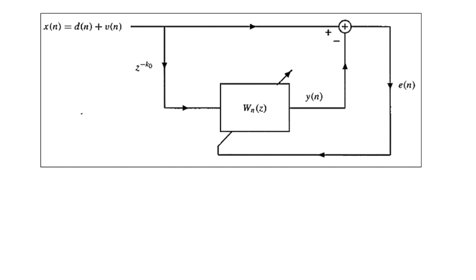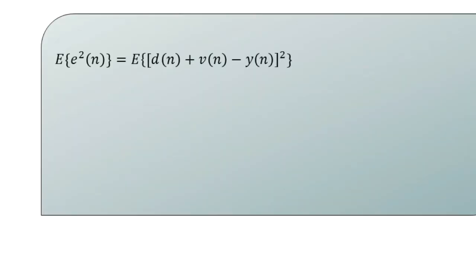So here the mean square error that can be formed by taking the difference between the original x of n and the output of the adaptive filter, denoted by y of n, will be expressed by the mathematical expression: capital E of square of small e of n is equal to capital E of square of the bracket that has d of n added by v of n minus y of n.